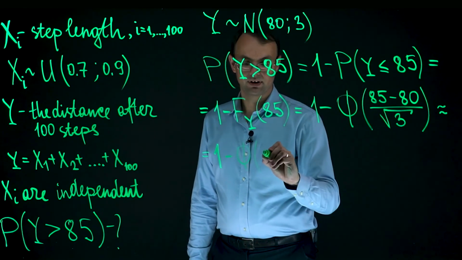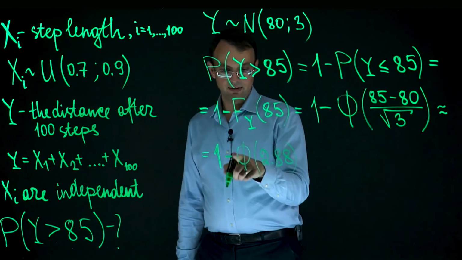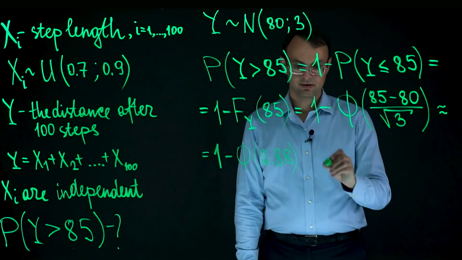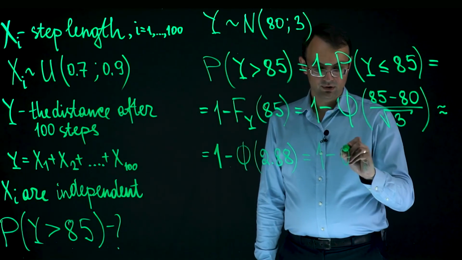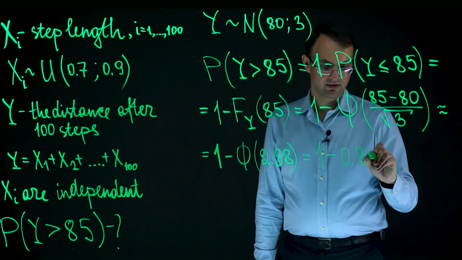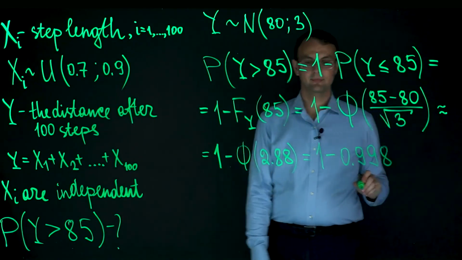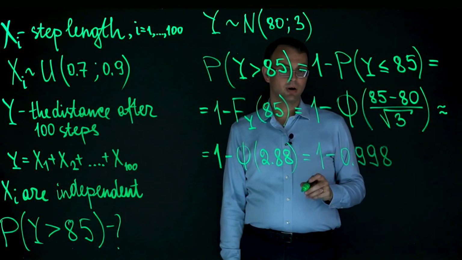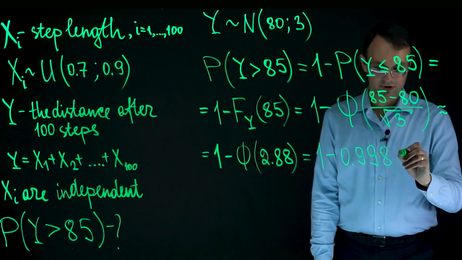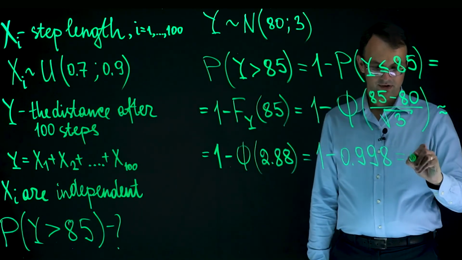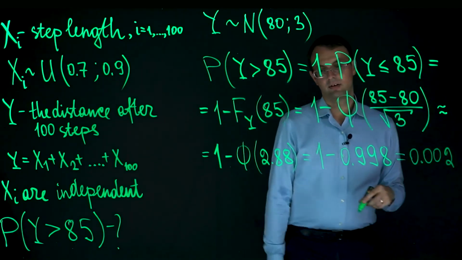This is approximately 2.88. And the value of phi at this point is 0.998, so almost 1. If we subtract, we get 0.002.